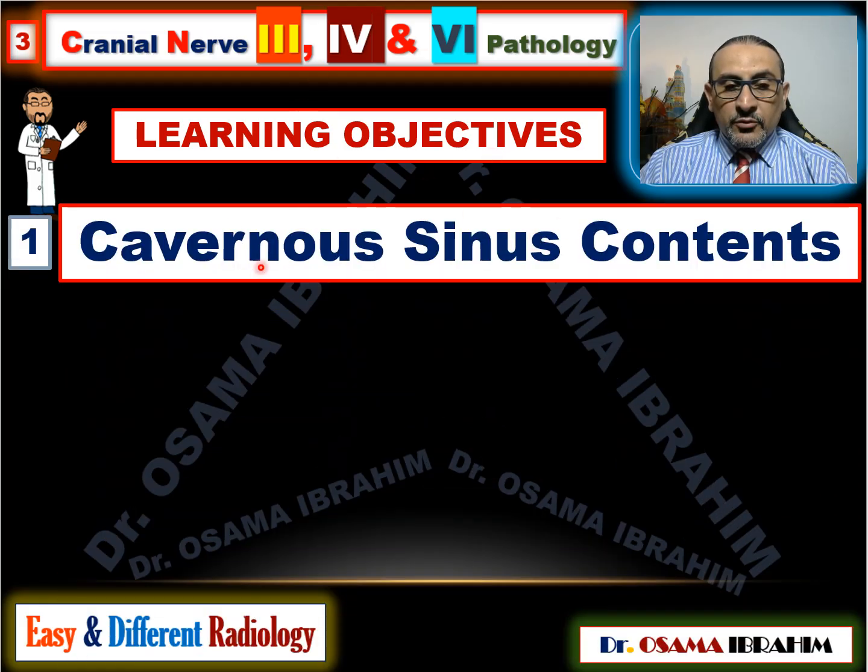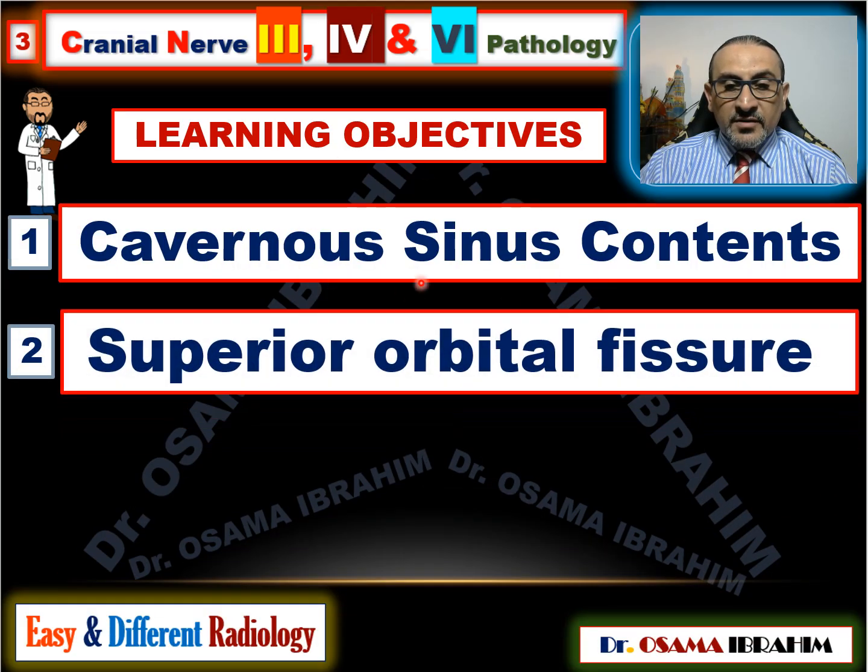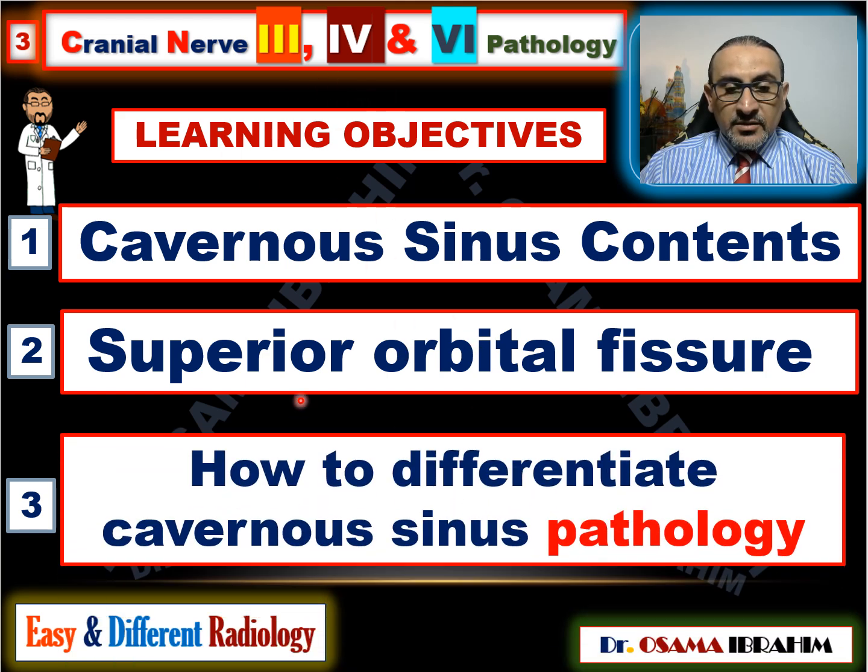The learning objective of my presentation today: I talk about the cavernous sinus contents, which contain these 3 cranial nerves plus cranial nerve 5, which I will talk about in the next presentation. I will also cover the superior orbital fissure, which is one of the pathways of these cranial nerves, and I will talk about some pathologies of these cranial nerves.